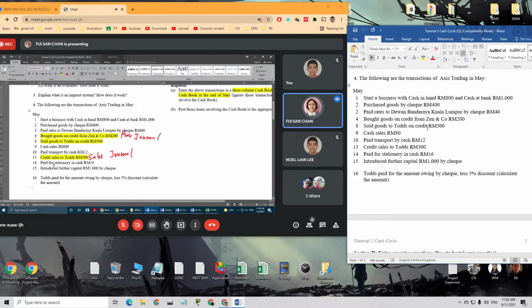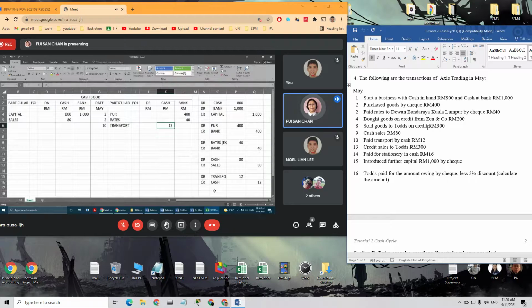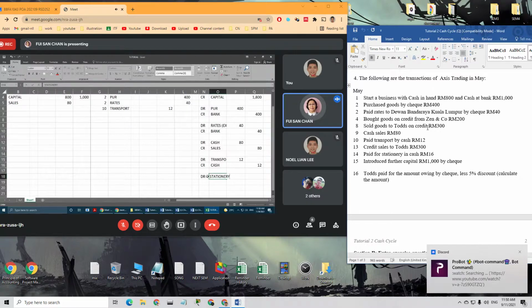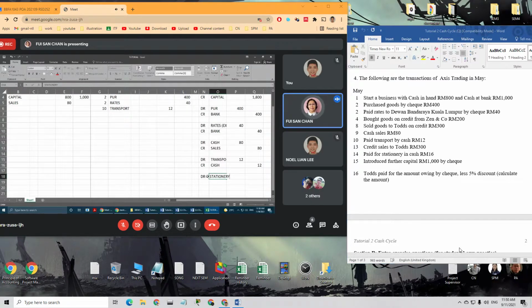Number 14, paid for stationery in cash. So what is your double entry? Debit stationery. Yes, debit stationery. So how much is the stationery? 16. Okay, 16. And we credit cash 16.